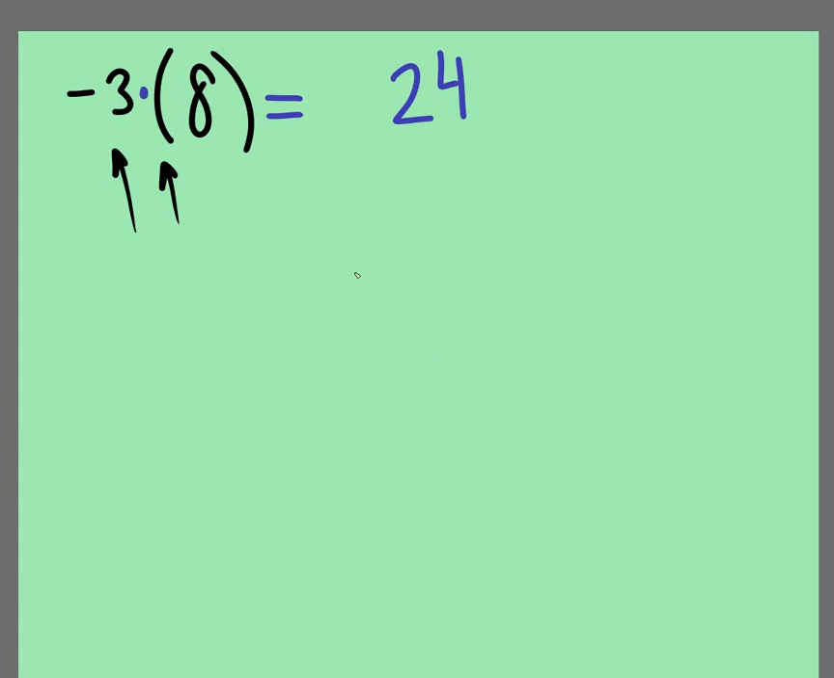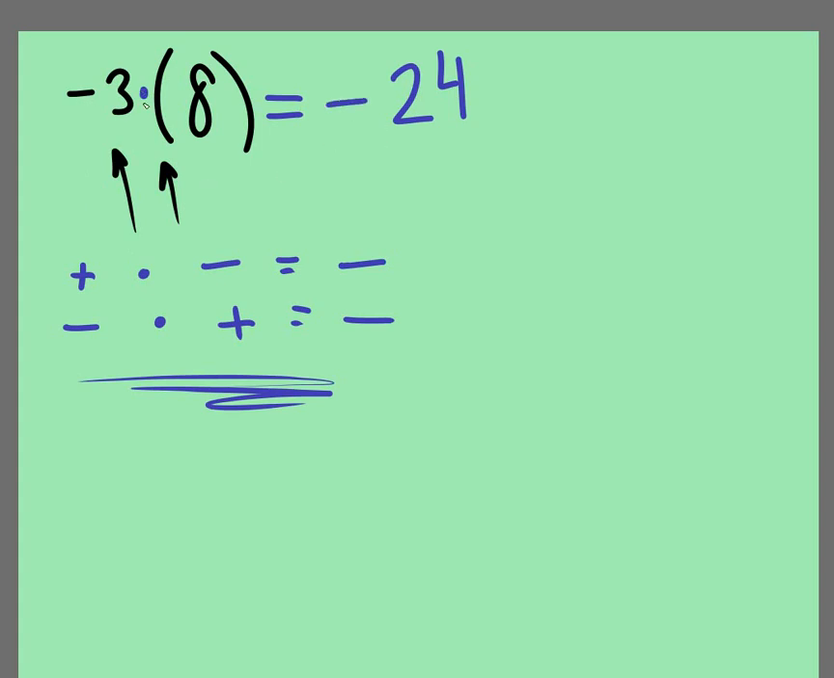And then we look at this and we go, look, I have one negative. A negative times a positive equals a negative. This is a rule. This is important to know. The opposite is also true. A positive times a negative is a negative. So keep that in mind when you're doing this problem. That means that this is going to be negative because it's a negative times a positive number. So negative 3 times 8 equals negative 24.